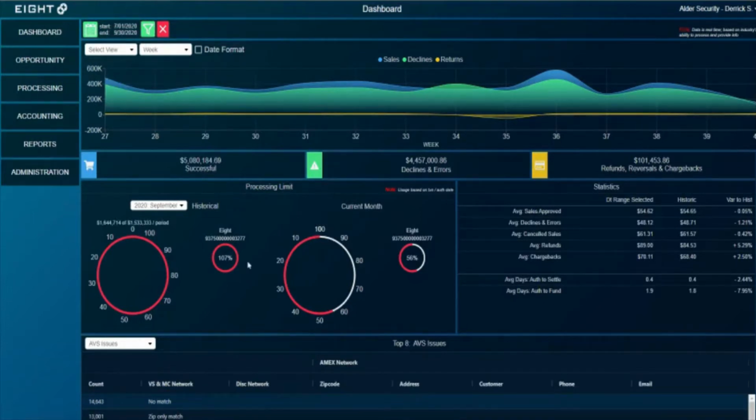Now, one of the things you'll notice is I change these dates up top. It is not changing this processing limit. This is always where they're at in the current month. And because we're in October, this particular merchant is at 56% usage on their credit limit, which is set at $1.3 million a month. Now, at the way they're processing currently, we barely just hit the halfway mark, yet they're at 56%. So they are on pace to go over.